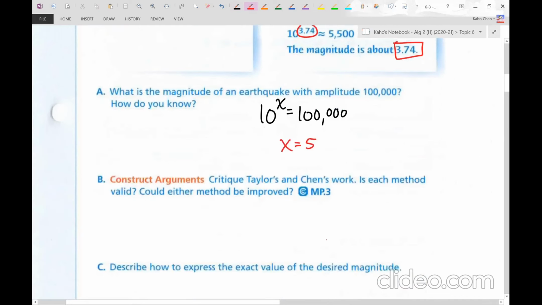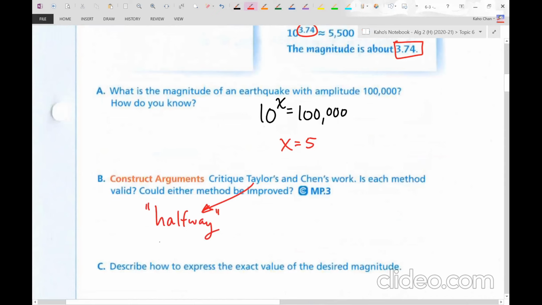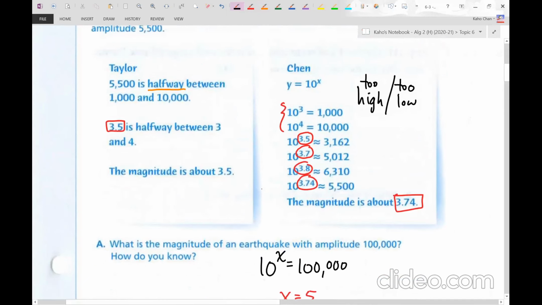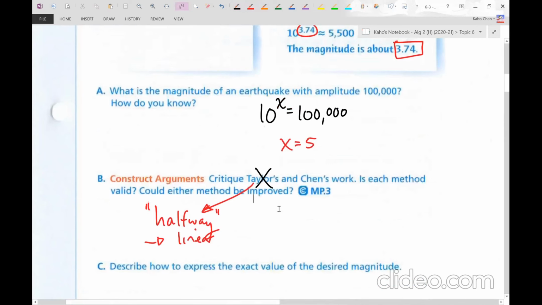Yay. Let's critique Taylor and Chen's work. Is each method valid? Now, Taylor's work was based off of finding something halfway. Halfway is linear. We are not dealing with linear functions here, folks. We're dealing with exponential, right? So I'm going to discount or ignore Taylor's work. Chen, on the other hand, plays this game of high and low that I wrote up there. Very good, Chen. And I say he has a better method.